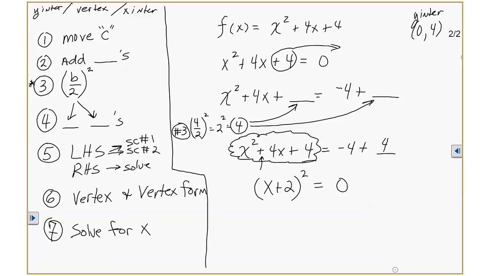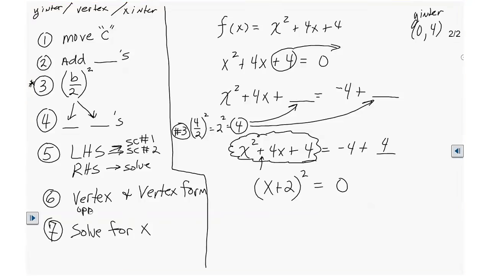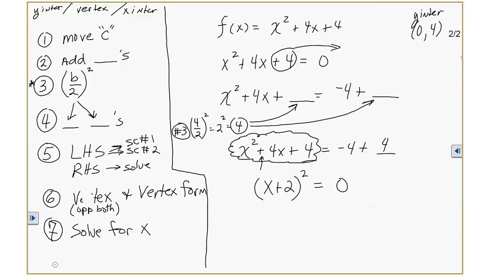Now, two things about the vertex. One is you can get the vertex by taking the opposite of both numbers. Okay? So what's the vertex of this? Well, that'd be -2 and -0. Whatever is positive would be negative, and whatever is negative would be positive. So the vertex is -2 and 0.